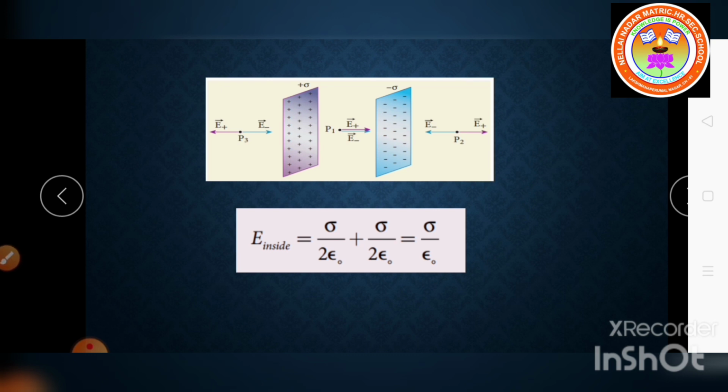The direction of the electric field between the plates is directed from the positive charge plate to the negative charge plate. Okay, listen children, the direction of the electric field between the plates is directed from the positive charge plate to the negative charge plate and is uniform everywhere between the plates. Understand children?